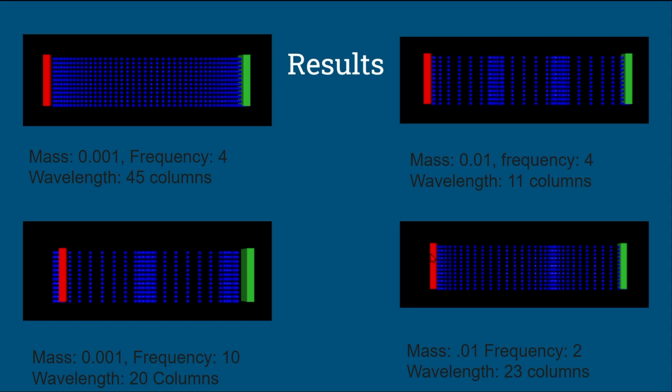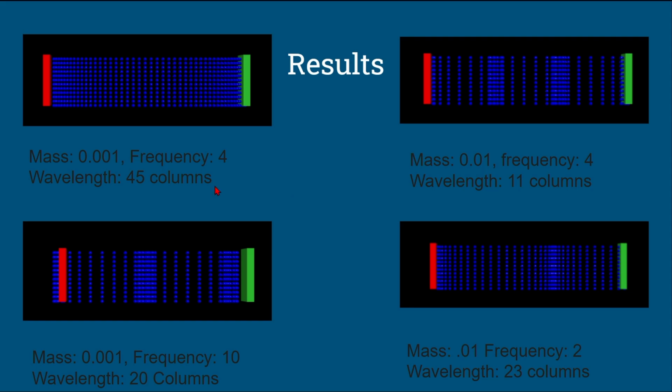So these are some of the results, just screenshots of the GlowScript code running. As you can see, these two have a 0.001 mass for the particles, and these all have variable frequencies, as you can see, 4 and 4. And then for this one, it's 10, and for this one, it's 2. And so you can see that there's a lot of importance that the mass of the particles has, and also the frequency.